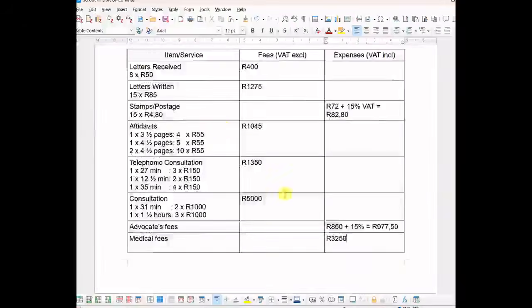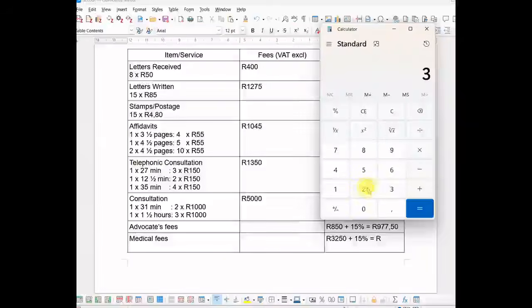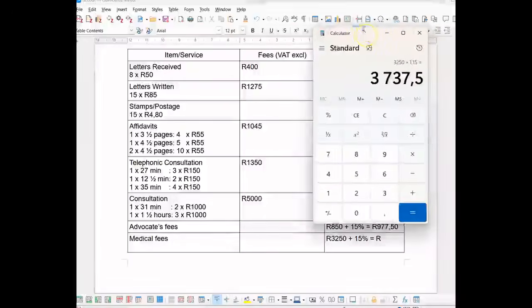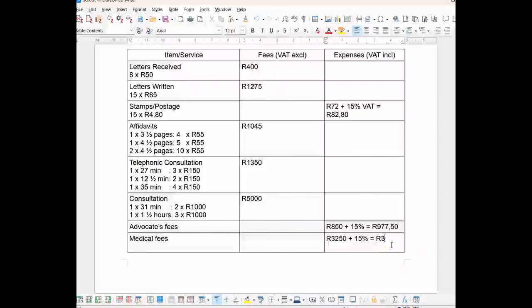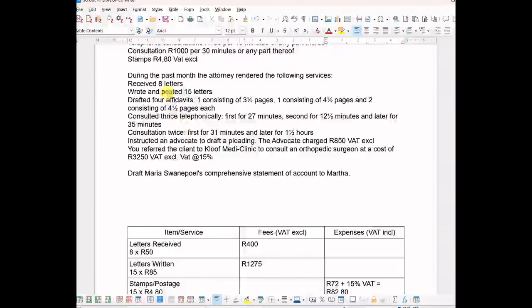3,250 Rand excluding VAT. So we have to add VAT on. Plus 15% equals. Let's get our calculator. 3,250 Rand comes to 3,737.50. Have we done everything? Yes, we've calculated and we've worked out everything.